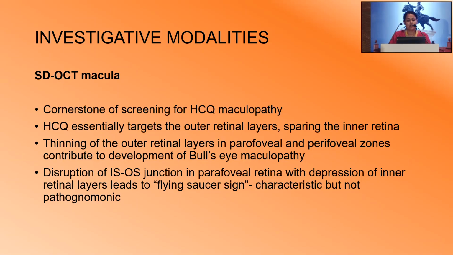Coming to effective screening methods for HCQ retinopathy, spectral domain OCT macula has been the cornerstone for diagnosis. It shows involvement of outer retinal layers and relative sparing of inner retinal layers, which may cave inwards depicting the famous but not pathognomonic flying saucer sign. Advanced disease shows severe thinning of all zones.